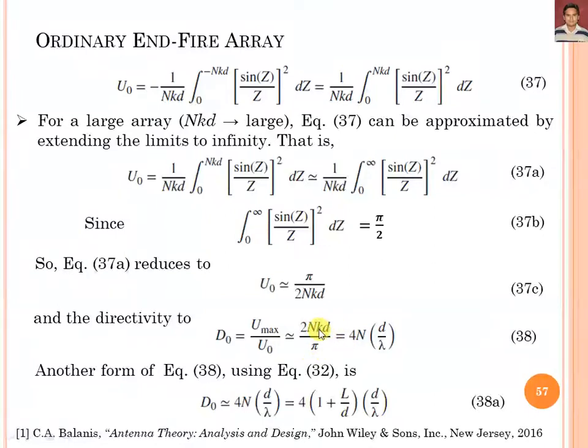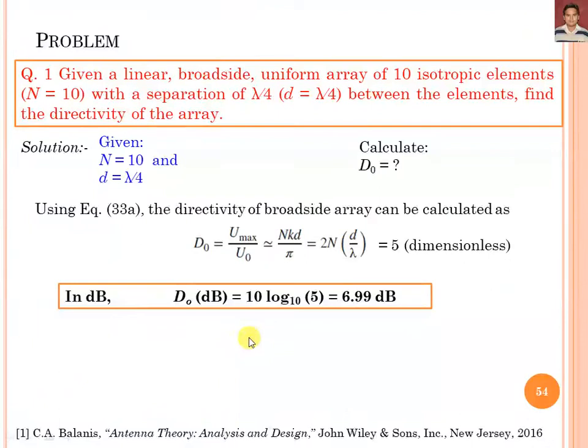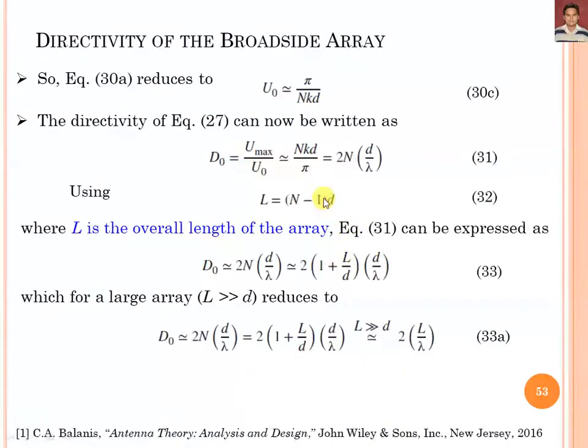We can put the value of k equal to 2π upon λ. In that case we have calculated 4Nd/λ for the directivity of the end fire array in the direction of θ equal to 0 degrees. Another form of this expression can be calculated by putting in the length of the array. As we have discussed, the length of the array L is equal to (N − 1)d.